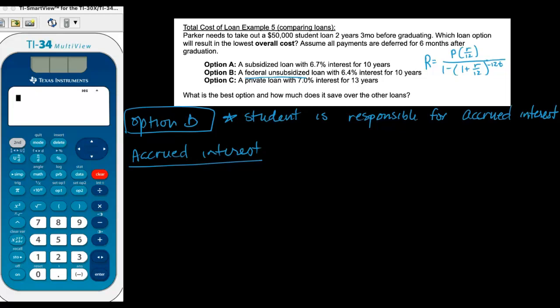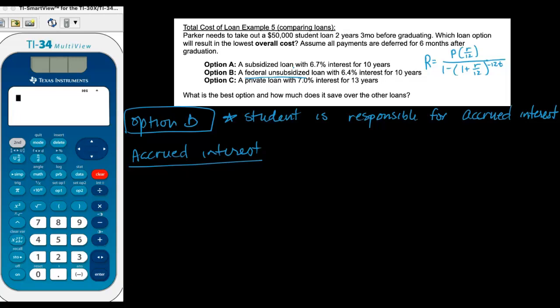And because the student's responsible for the interest, now notice it doesn't say whether or not it's capitalized or uncapitalized. If it doesn't say, you can assume that the interest is capitalized, that the student is going to pay that interest with their monthly payment when they're out of school. And so we're going to assume capitalized interest here.